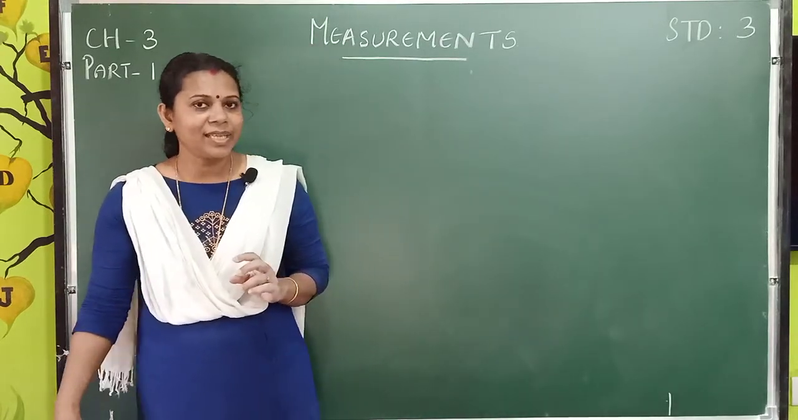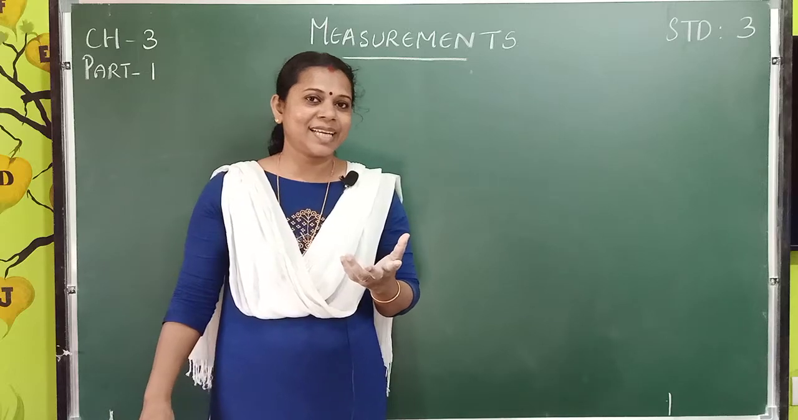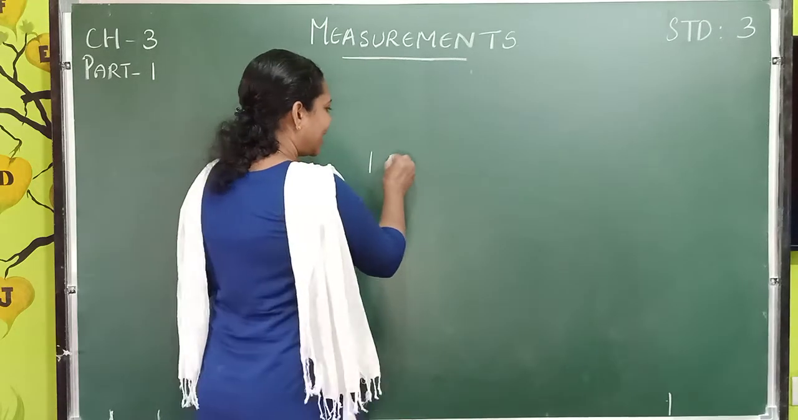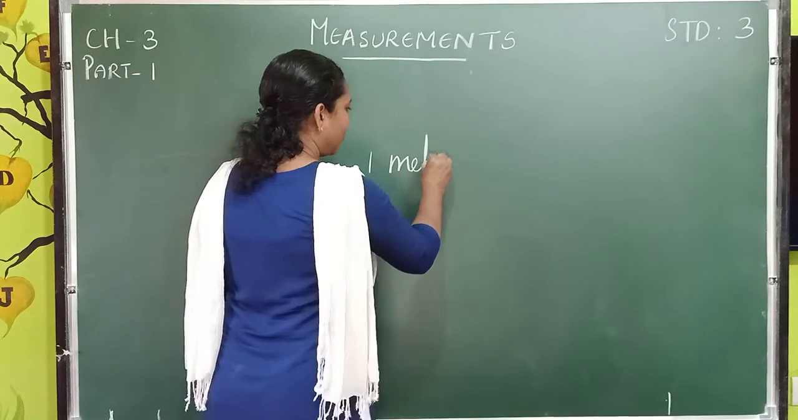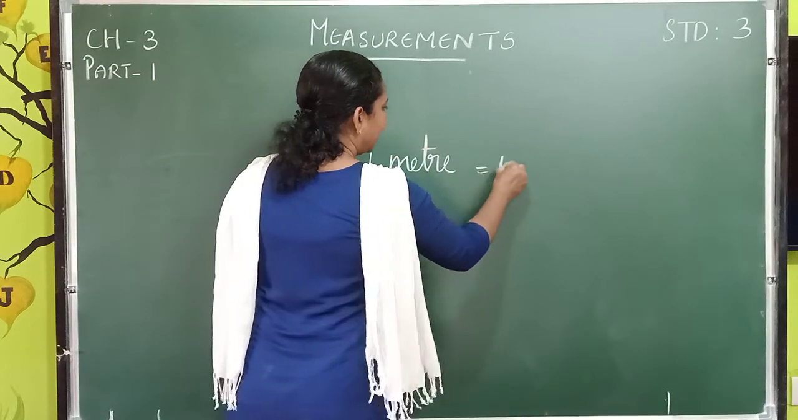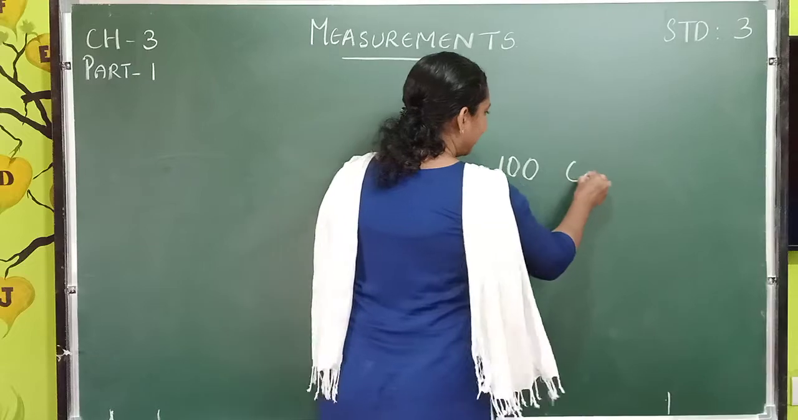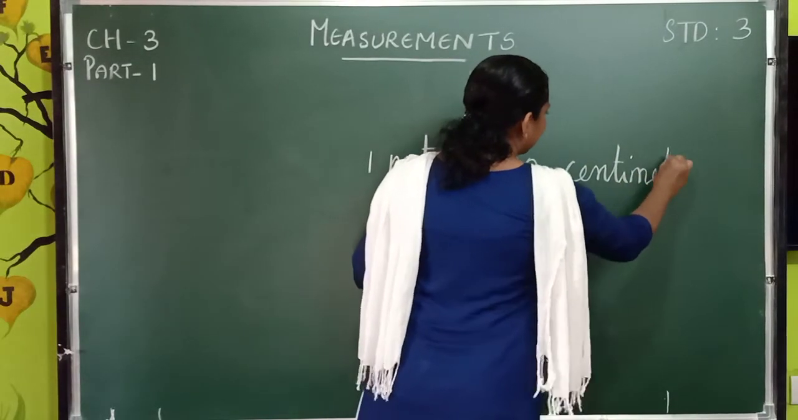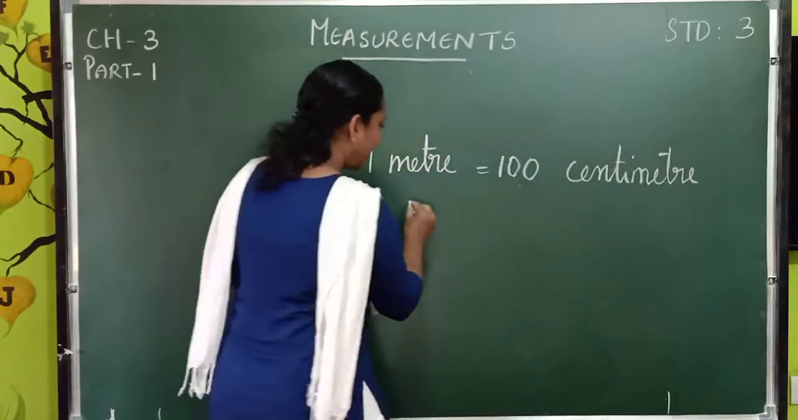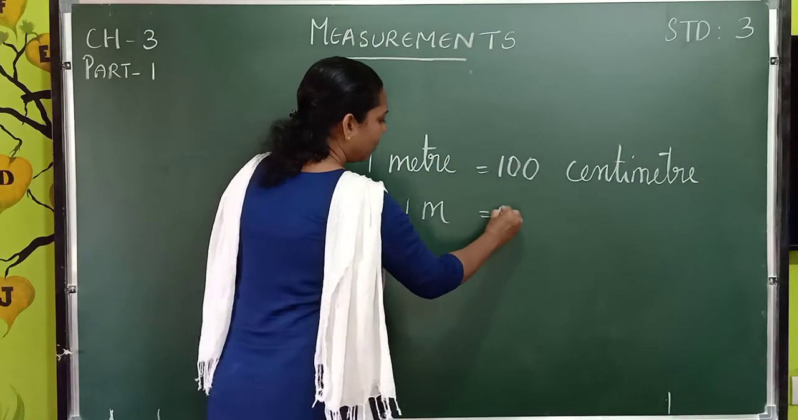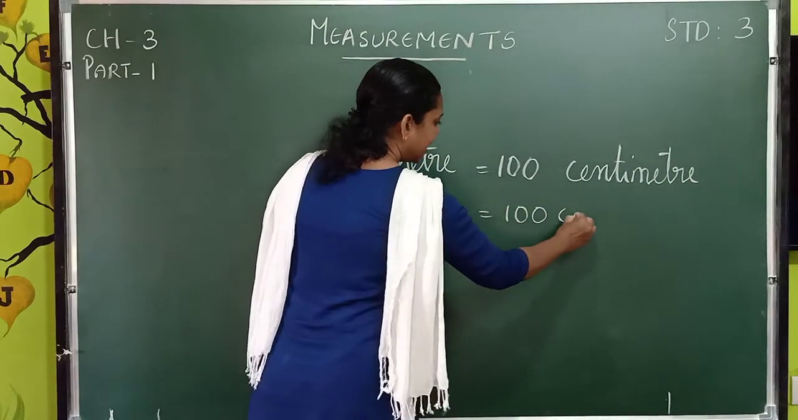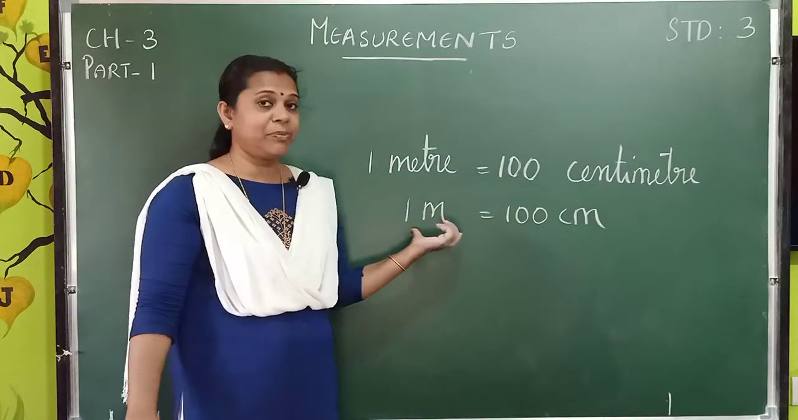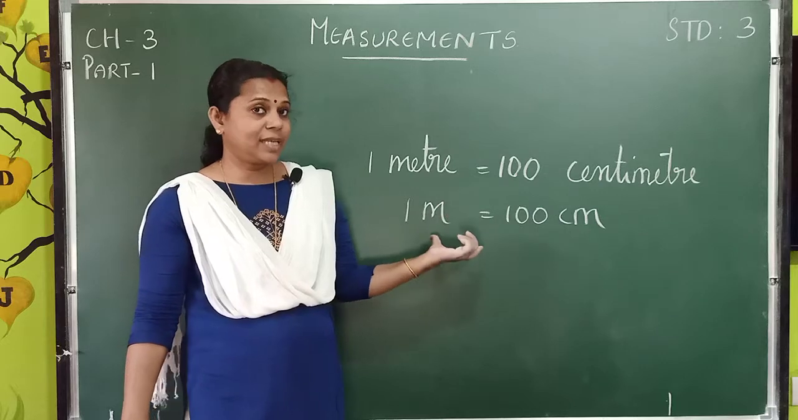You already learned in your second standard. Try to recall. 1 meter is equal to 100 centimeter. Okay, this is the relation between meter and centimeter.